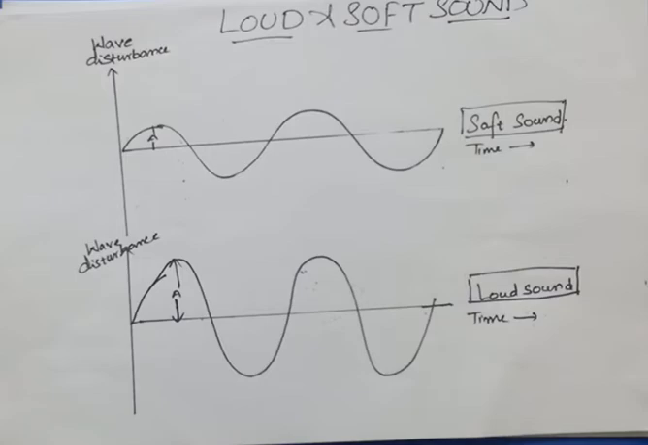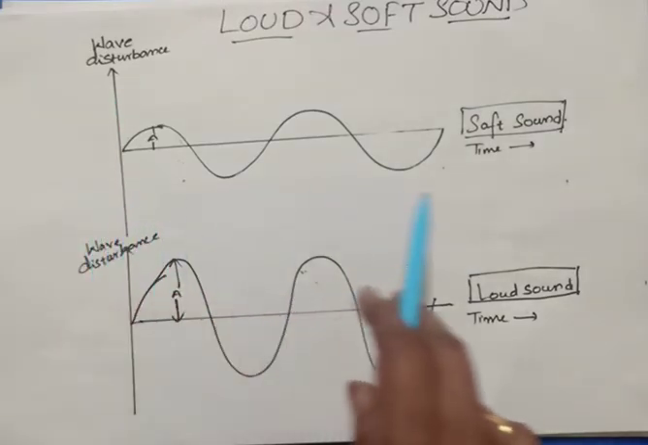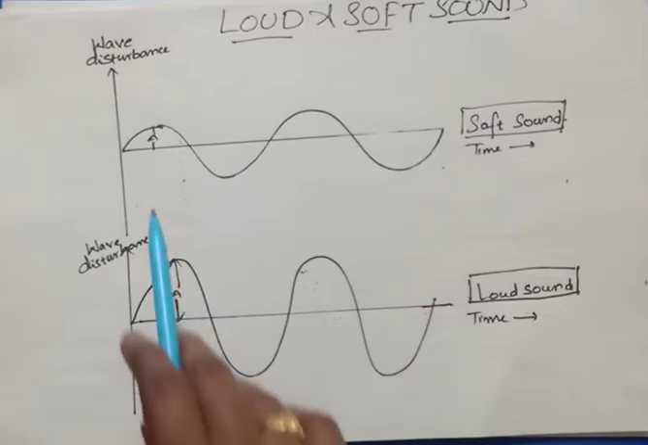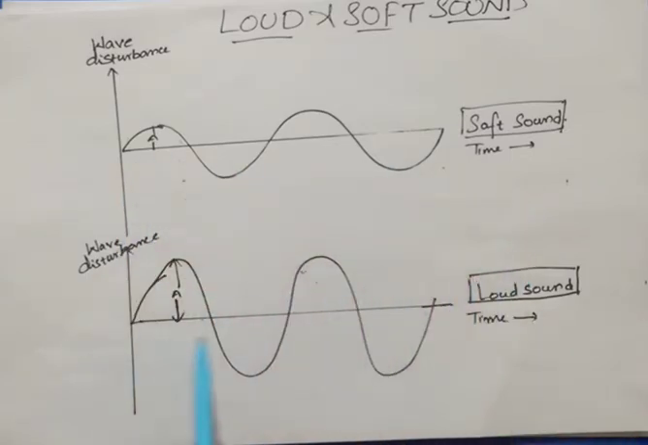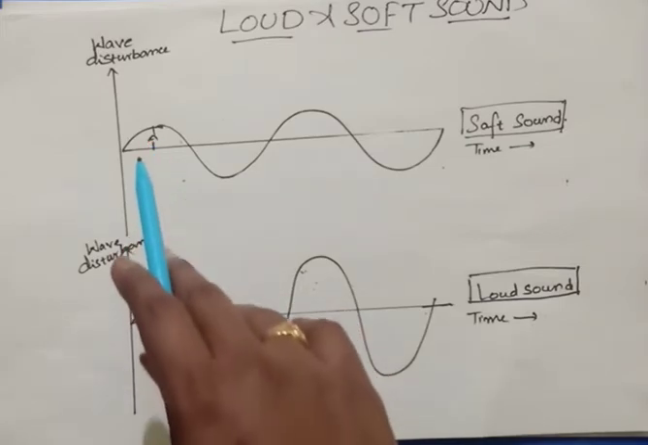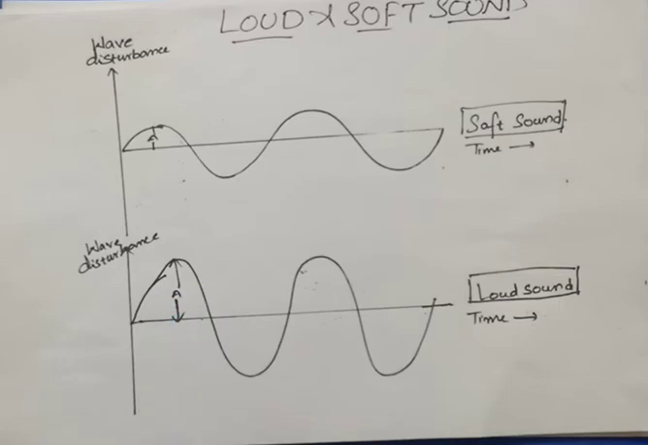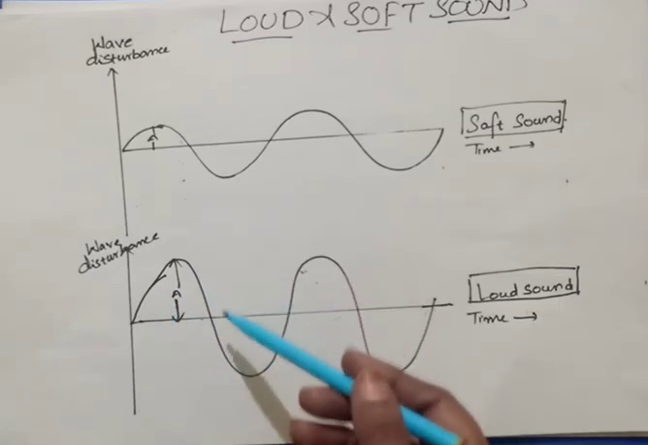Loudness and softness of the sound. How do we determine loudness and softness of the sound? Taking y-axis as wave disturbance and x-axis as time, see the difference. Here this is a graph of soft sound and here this is the graph of loud sound. If you compare the amplitude, the amplitude of soft sound is less and loud sound is more. That means the more the amplitude, the more is the loudness of sound.